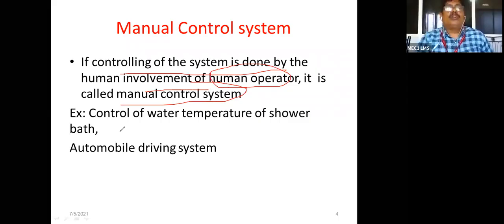Examples are control of water temperature of a shower bath and an automobile driving system. In automobile driving, we have to control the speed. For example, I am driving a bike. There is a speedometer, which shows how much speed I am going, for example 60 kmph or 70 kmph. My desired speed is 80 km. So I have to press the clutch, go to the fourth gear, and then increase the accelerator to reach that desired speed, 80 kmph.